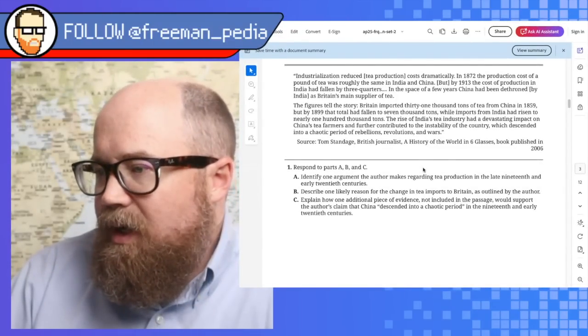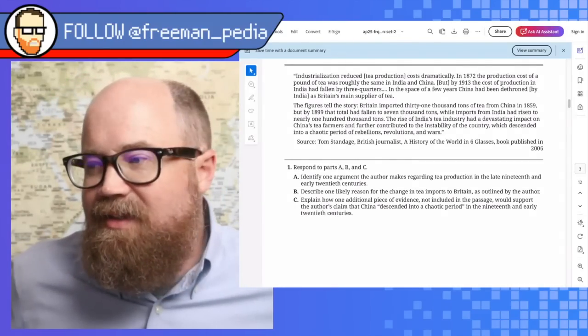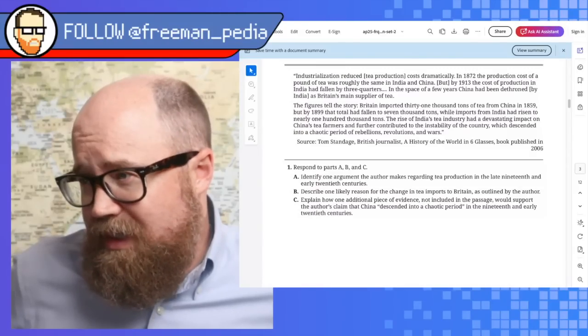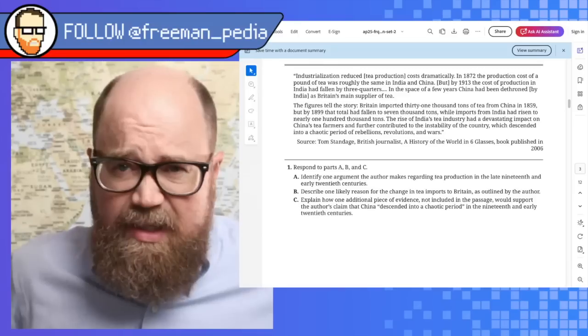All right, so here we are right away. British guy, History of the World in 6 classes. We used to read that in my class, and then kids stopped reading, so then we had to stop. So he's talking about industrial tea costs and how they're not doing it anymore, and Britain's importation of tea. It's a lot of tea.